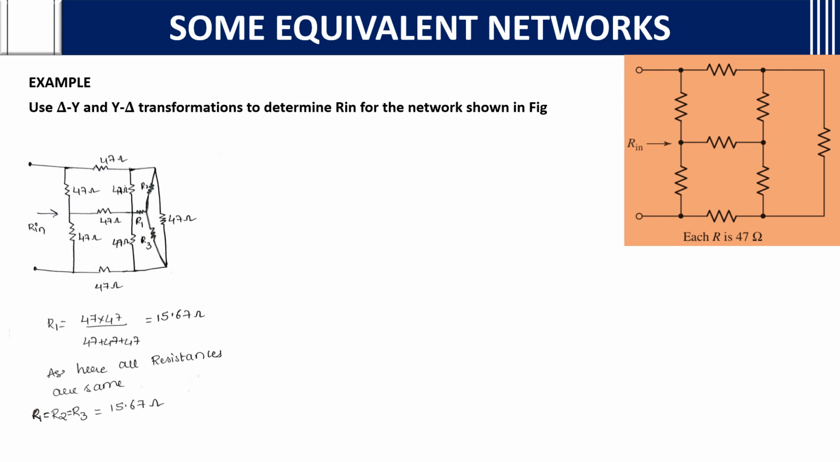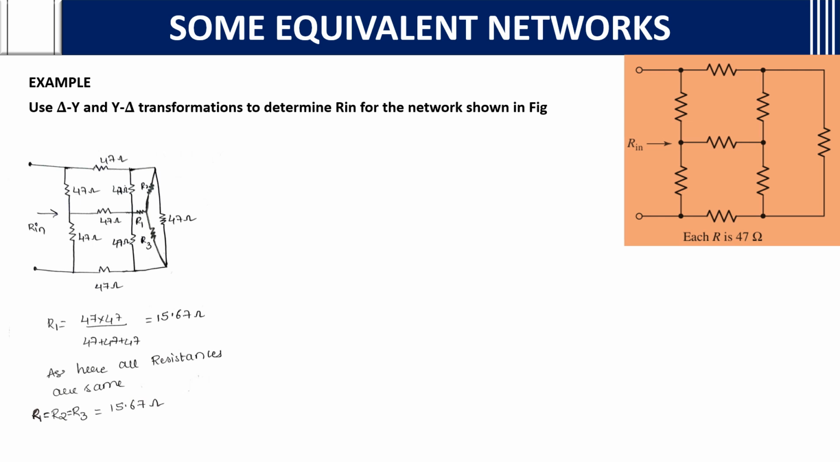If you see here, it is in delta, we can convert it into star, that is R1, R2, R3. How will you get R1? There is an easy technique. I have already shown in the YouTube Shorts how to easily find delta to Y and Y to delta. But once again I'll tell, if you want R1, what should we do? We need to multiply the adjacent resistances, that is 47 into 47, divided by 47 plus 47 plus 47, that is the addition of all the resistances in the delta. So you will get 15.67 ohms.